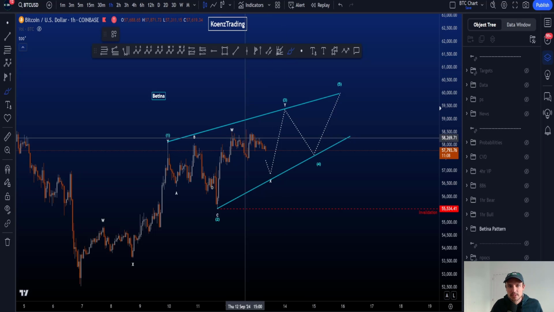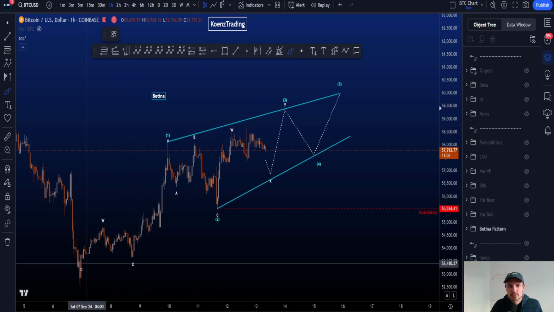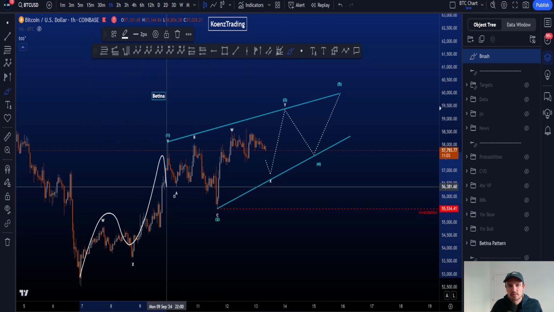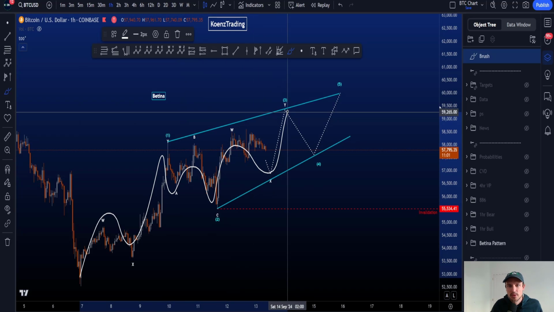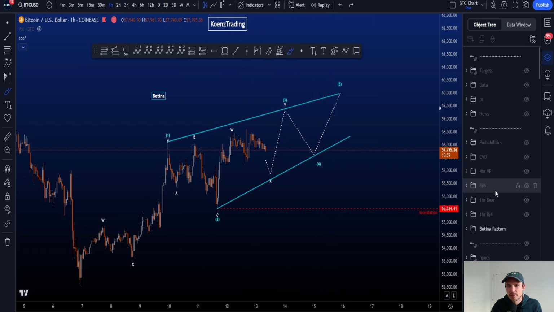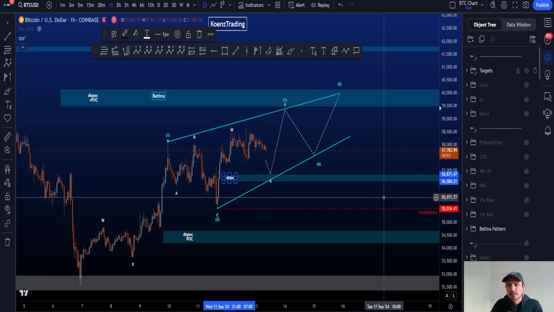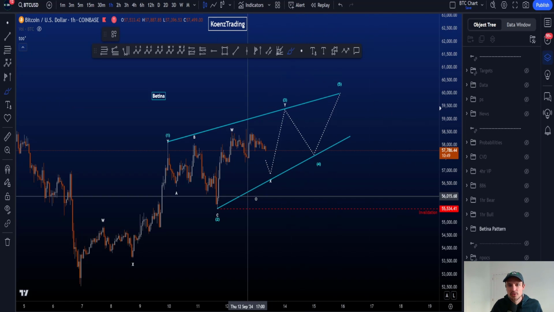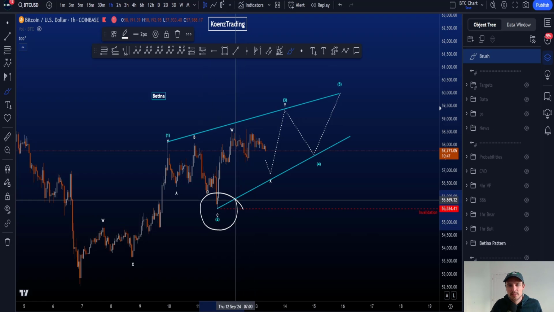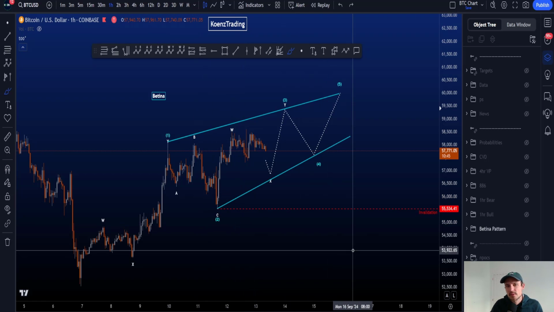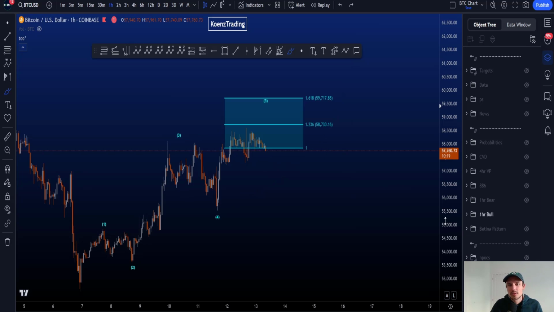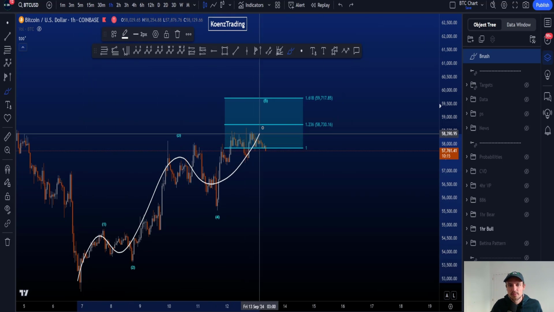Now in this particular diagonal, all of the subwaves are 3-wave structures, so a 3-wave in 1, in 2, looking for a 3-wave in 3, 4, and then a wave 5. We also have some support to the downside, which is the blue box here, 56.5k to 56.9k. The invalidation for this scenario is price taking out this low at 55.5k.